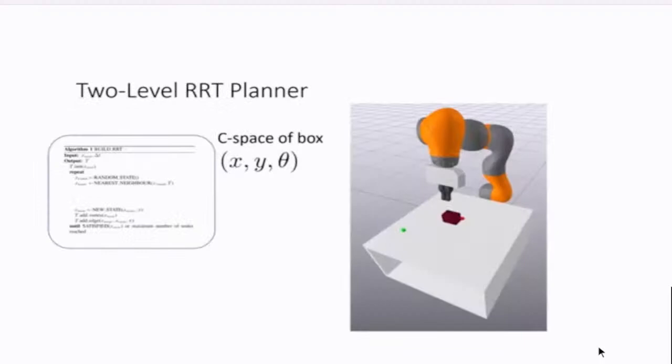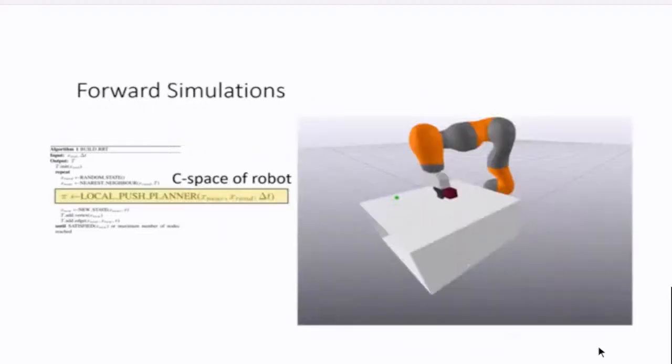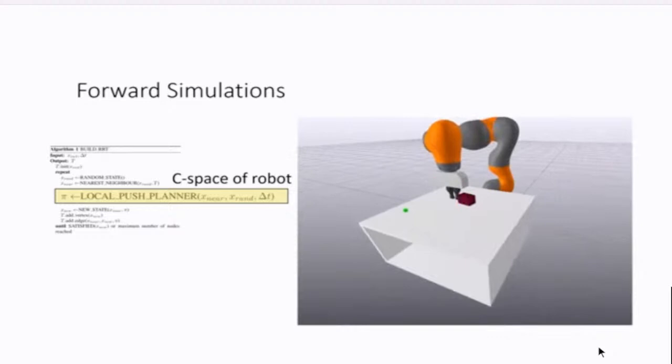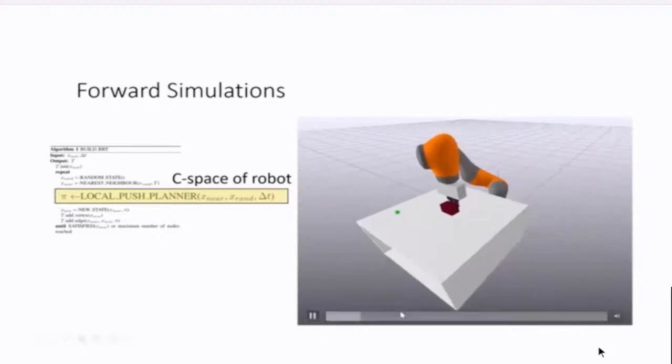Here's a quick summary of the two-level planner. The outer loop of the two-level planner samples box configurations in its C-space to get trees of configurations like this. The start config is marked in red and the goal is marked in green. And the inner local push planner operates in the C-space of the robot to find feasible push sequences between the sampled box configurations. The local planner checks for feasibility by running forward simulations inside it. Note that the original paper uses purely kinematic methods to generate these push sequences, and the quality of pushes here isn't that great. Let me show a few more.